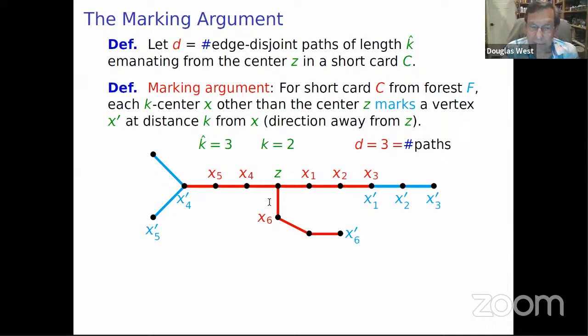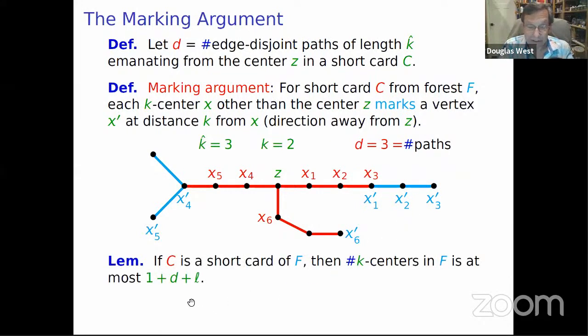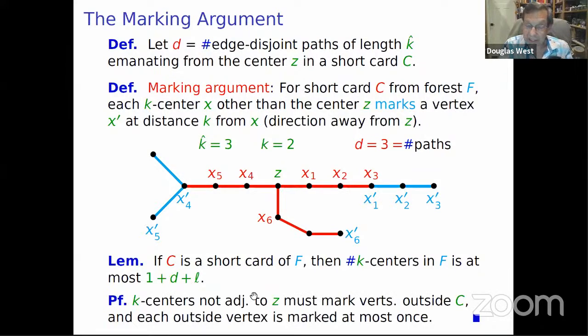So how many K centers can you have? Well, you have Z, and the neighbors of Z can mark a vertex that's in this card. But all the other K centers have to mark a vertex that's outside of the card, okay? But any vertex outside of the card can only be marked by one K center, and therefore the number of K centers other than Z and its neighbors is at most the number of vertices outside the card, and that's L, because our cards have N minus L vertices. So this gives us an upper bound on the number of K centers in a reconstruction that's a forest, that's acyclic. It's at most one plus D plus L.